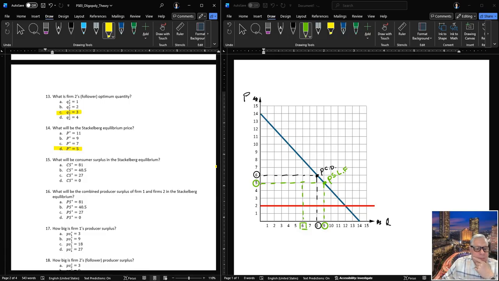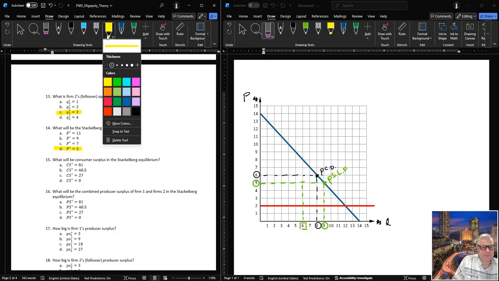What will be the consumer surplus in the Stackelberg equilibrium? Okay, so consumer surplus is everything above here. I don't know why it switched to green, but it's this triangle here. So that's 9 times 9, it's 81 over 2, so that's 40.5.